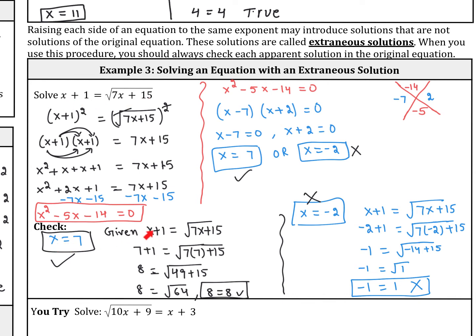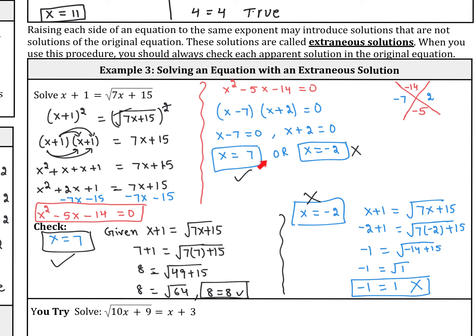X equals 7 for the x value here. So you get 7 plus 1, that is equal to 8. On this side you're going to get the square root of 7 times 7 plus 15, that is 49 plus 15, that's 64. The square root of 64 is 8, so 8 equals 8 is true. So this is our solution.